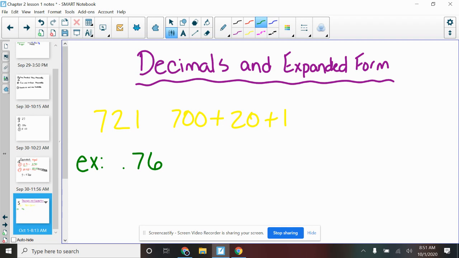So how can I write 7/10? Well, I learned yesterday, I can write that as a decimal or I can write it as a fraction. You tell me, how do you want to write it? As a fraction? Okay, what does 7/10 look like as a fraction? Perfect. So that's the value of 7.